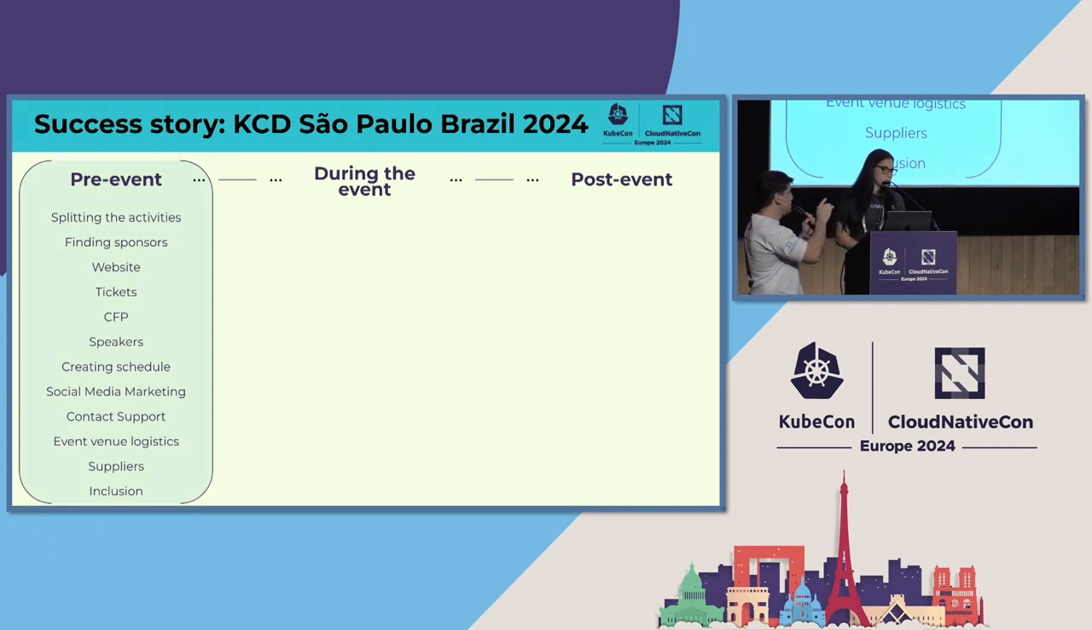Pre-event, during the event, and post-event. It's a lot of information. I'll try to condense it into some small words and sentences. The pre-event is where you spend the most time. You spend the most time doing all of those things.